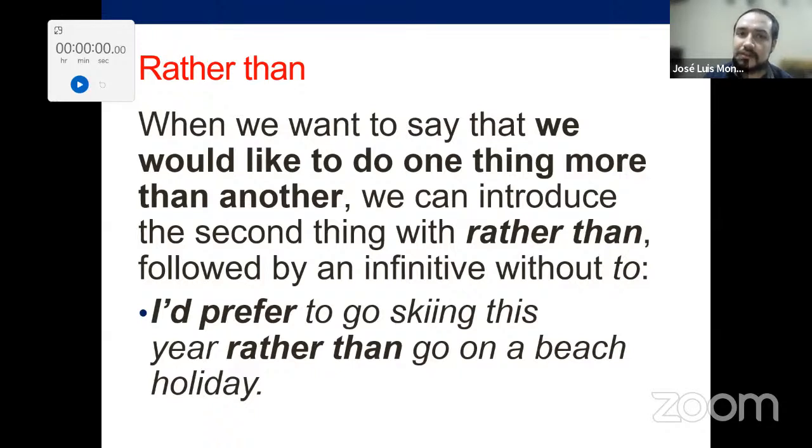And again, as you can see, this is not a general preference. This is what this person prefers this year. All right, not every year, only this year. Okay, that's the difference with prefer. With prefer is something that you prefer every time. With would prefer is something that you prefer only in a specific situation, in a specific period of time.